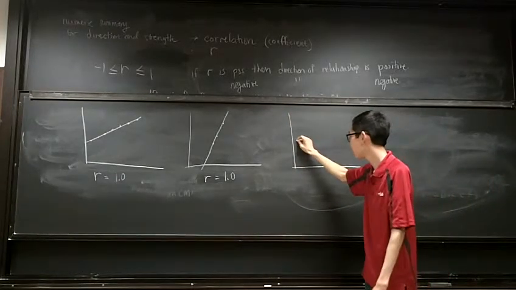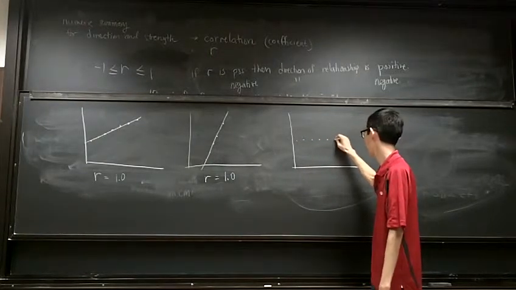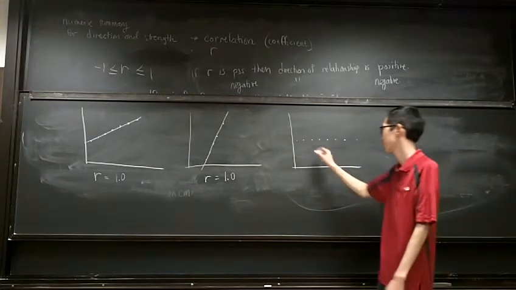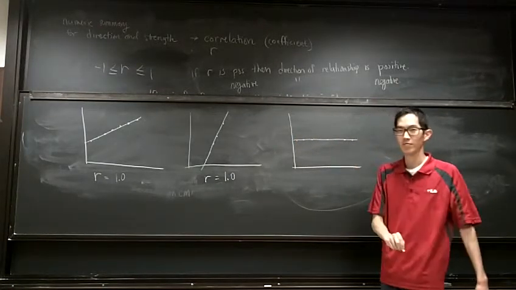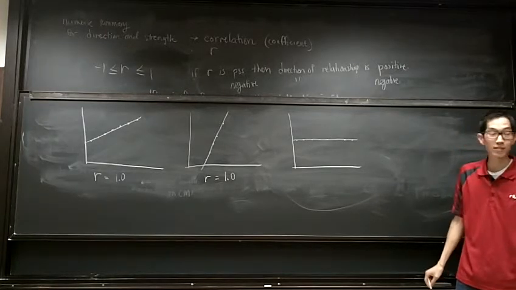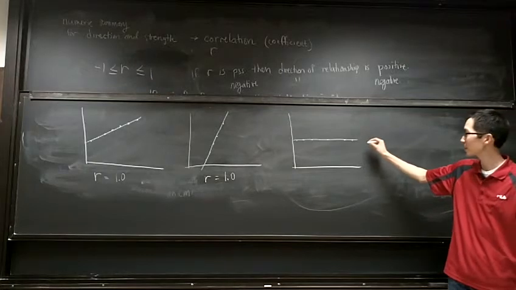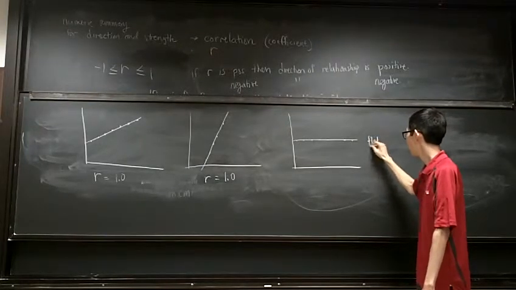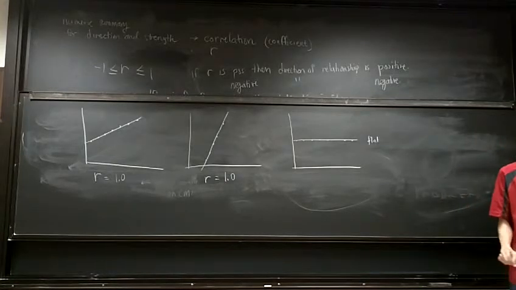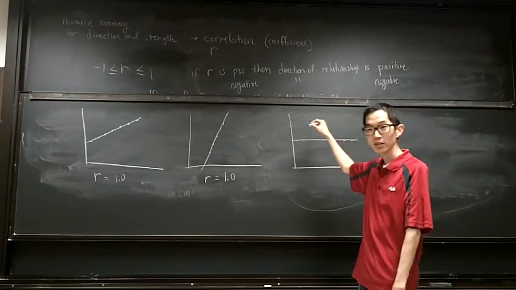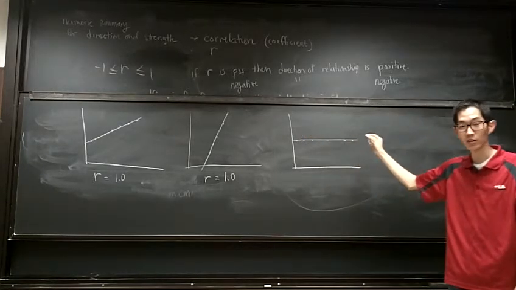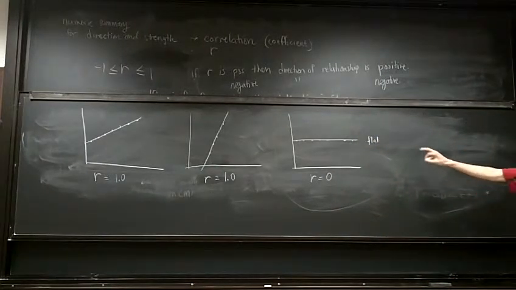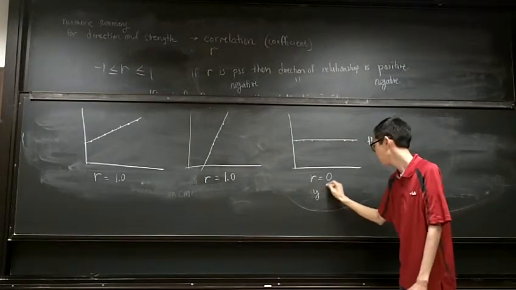This one's a little bit of a trick question, but let's try this. Is R positive or negative? Positive. Okay, so in this case, I tried to make it flat. This is supposed to be flat. So it is neither positive nor negative. In this case, y does not increase or decrease when x changes. So the R here is 0, because even though there's no scatter, y does not change.